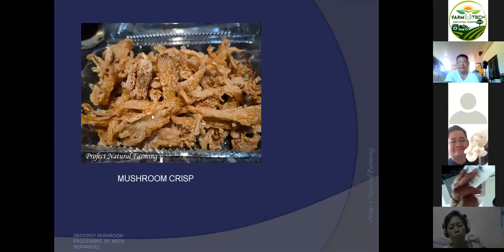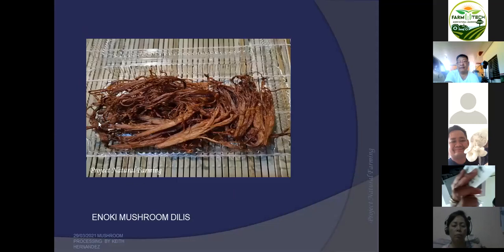So the quality of our chicharon is not really going to be the same as the pork chicharon. Medyo mas fragile to, but it is mushroom crisp. Iba rin po yung tempura. Okay? Mushroom tempura. I will also be discussing a little bit about the enoki mushroom na dilis. In other words, parang dilis talaga lasa. Pag kinain mo, hindi ka kumakain ng isda, pero alam mo yung lasa ng dilis. So for vegetarians, dilis na enoki.